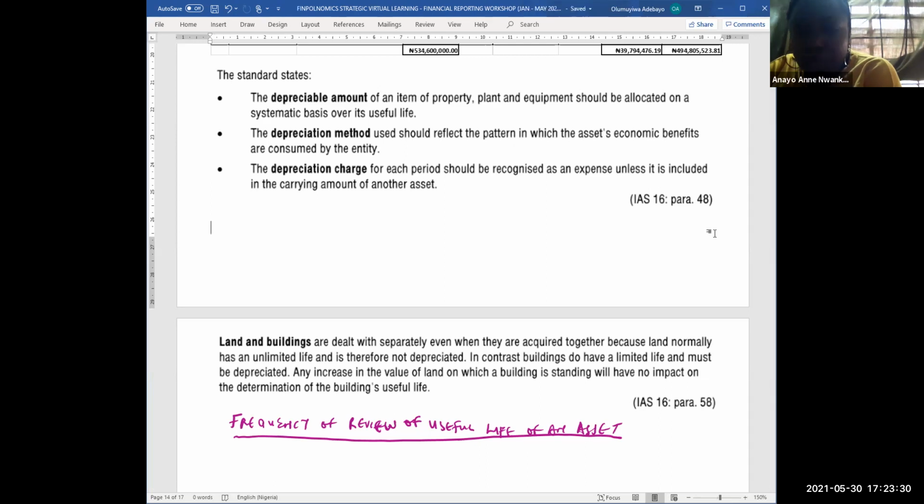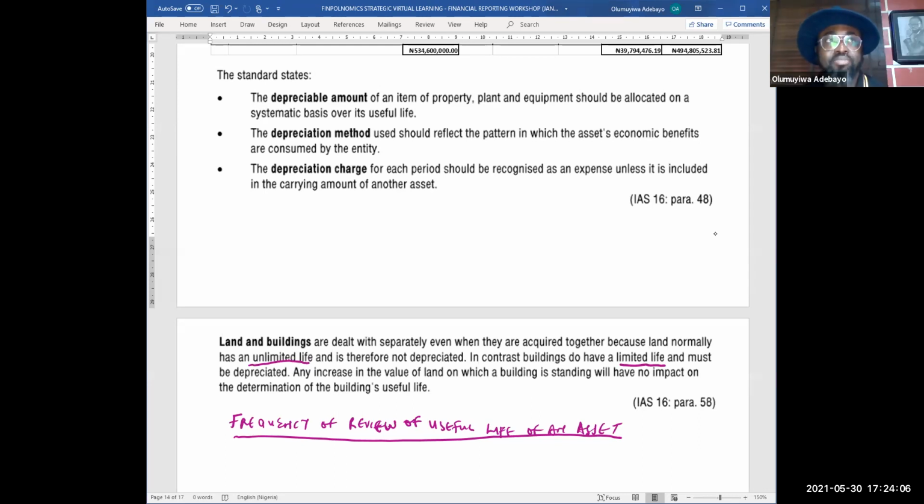Land and buildings. Land and buildings are dealt with separately even when they are acquired together, because land normally has an unlimited life and is therefore not depreciated. In contrast, buildings do have a limited life and must be depreciated. Any increase in the value of land on which a building is standing will have no impact on the determination of the building's useful life. Reference: IAS 16 paragraph 58.